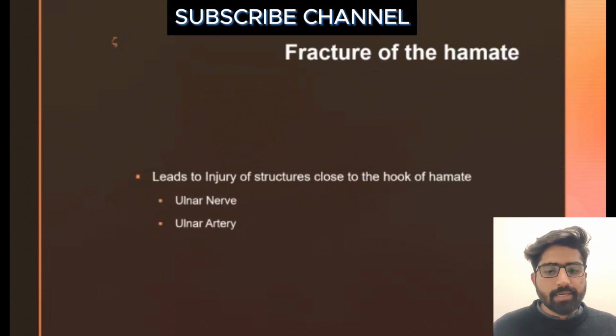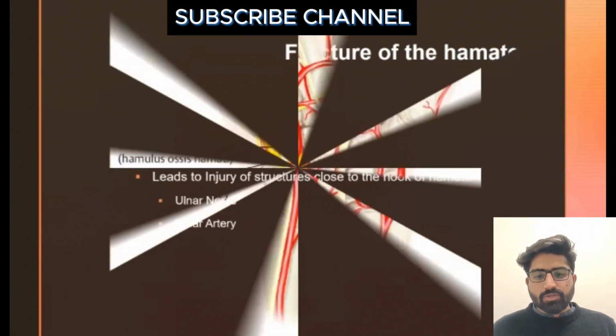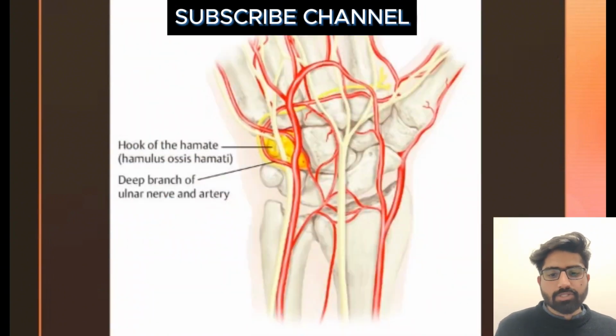Now the fracture of the hamate leads to injury of the structures which are close to the hook of the hamate. And what are these structures? It is the ulnar nerve and ulnar artery. So this is the hook of the hamate, and the deep branch of the ulnar nerve and artery is shown here in this diagram.